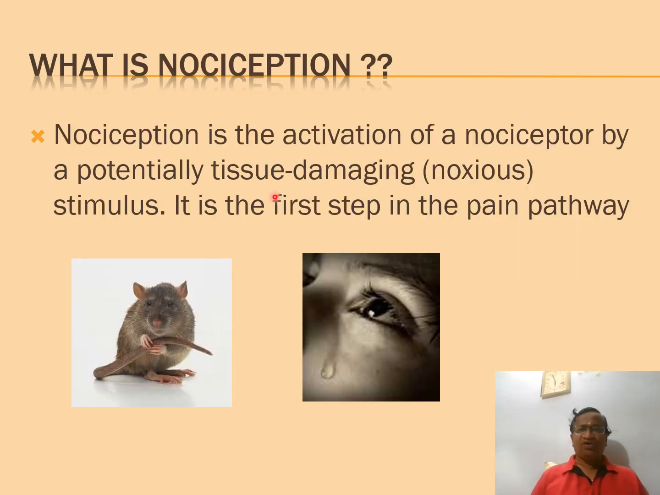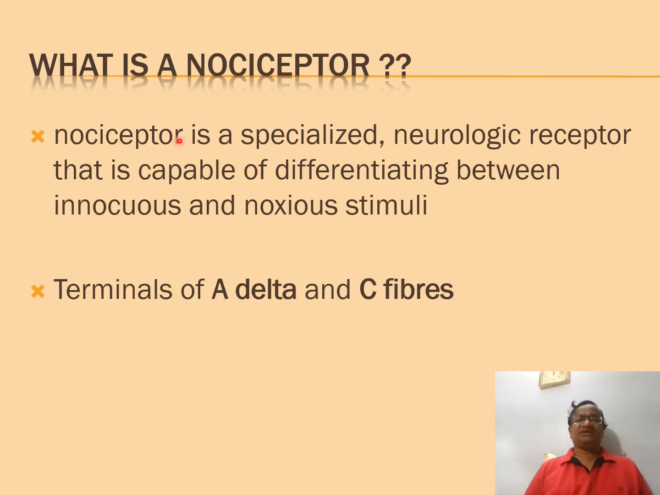So what is nociception? What I understood is nociception is activation of a nociceptor by a potentially tissue-damaging, noxious stimulus. It is the first step in the pathway. Some damage is done, and I think the emotional or affective component is not there. It's a sensory component which makes the detection. For example, the rat tail clamp is a form of nociception. A nociceptor is a specialized neurological receptor capable of differentiating between noxious and innocuous stimuli. What we have is A delta and C fibers.